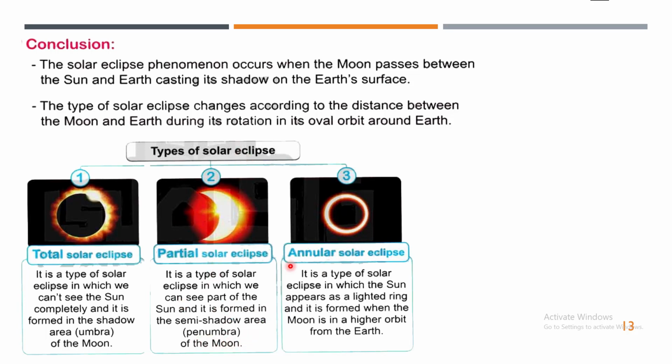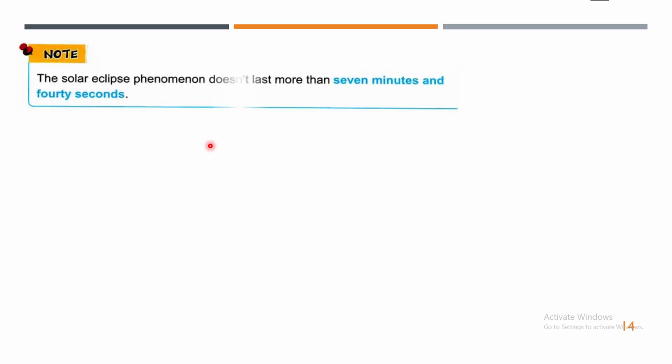And the last one, which is the annular solar eclipse, is a type of solar eclipse in which the Sun appears as a lighted ring, and it is formed when the moon is in a higher orbit from the Earth. I mean, the moon is far from the Earth. A very small note here: the solar eclipse phenomenon doesn't last more than 7 minutes and 40 seconds, and it is good to know it does not happen every year.